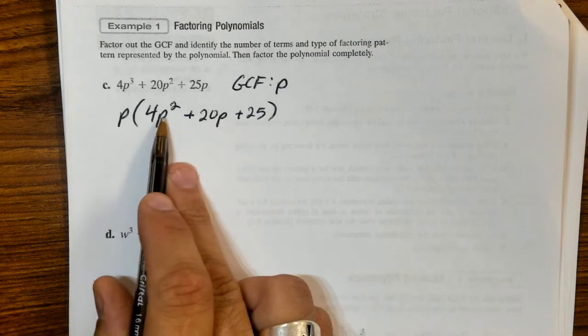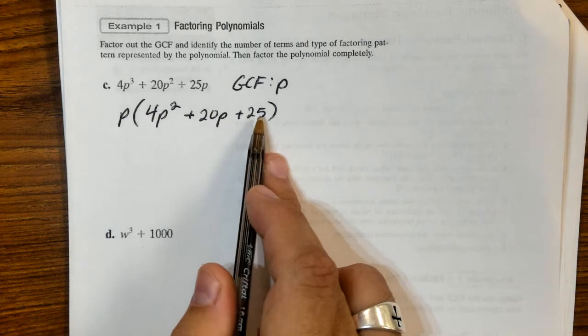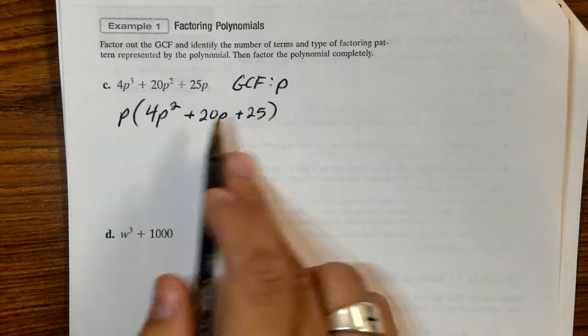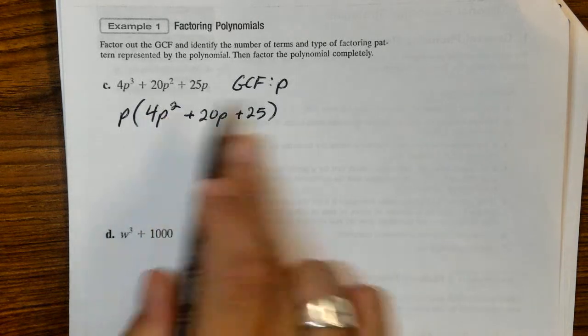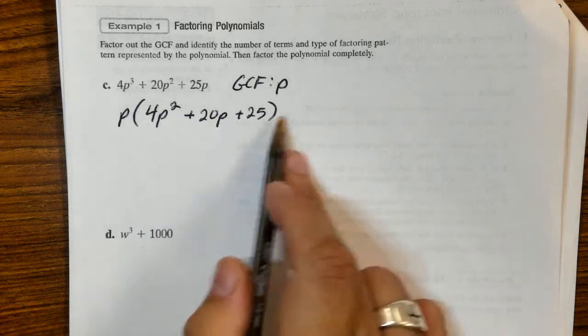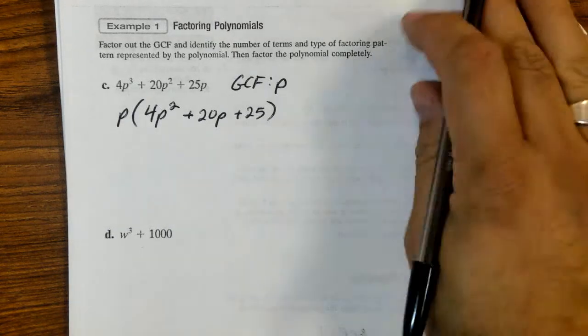However, the first term is a perfect square. 4p squared is a perfect square. 25 is a perfect square. And the middle term is twice the square root of the first term times the square root of the last term. So we'll take a look at that, because this will factor as a perfect square trinomial.